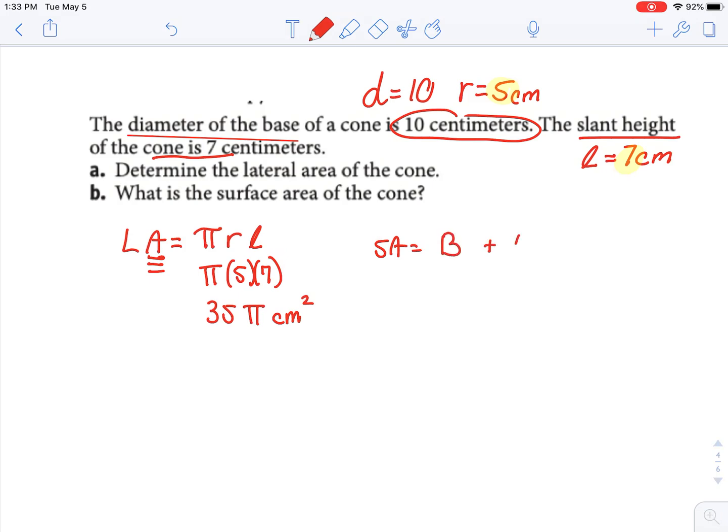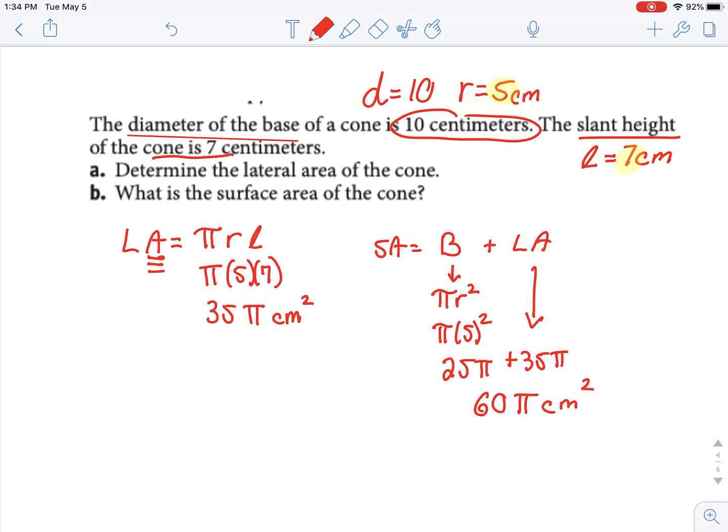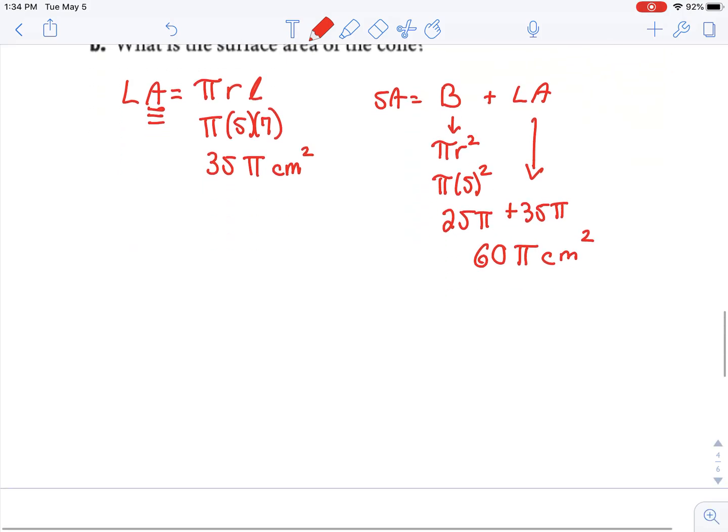For surface area, we'll do the area of the base plus the lateral area, and the base is a circle, pi r squared. Once again, we want to use that radius, not the diameter, so we're going to be plugging in 5, which gives us an area of the base of 25 pi. If we add that to that lateral area of 35 pi, 25 plus 35 is 60 pi. And once again, area is centimeters squared.